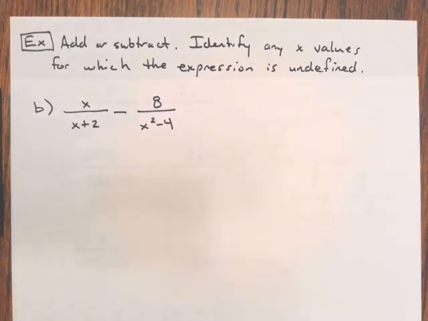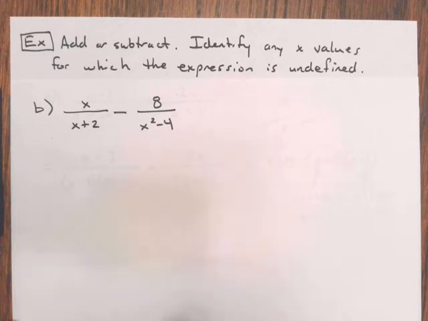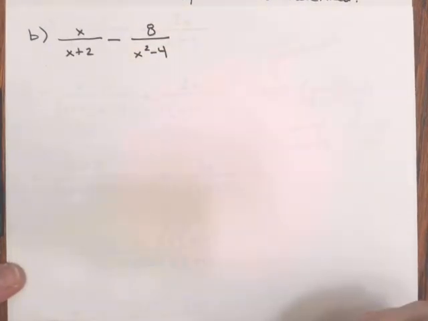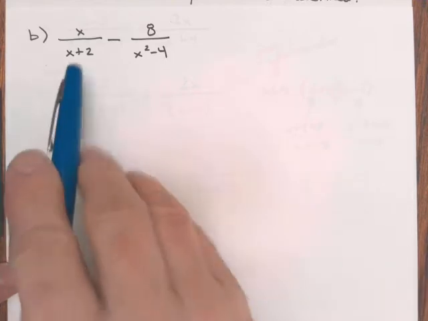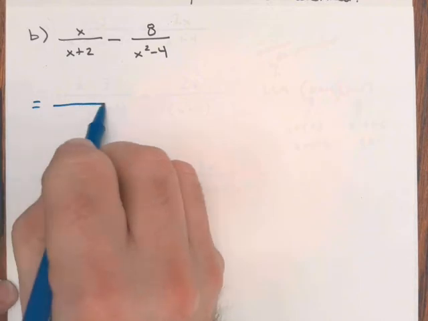We want to add or subtract these two fractions and identify any x values for which the expression is undefined. To do that, we do need to have a common denominator. So I want to take a look at my denominators here and determine what the common denominator would be. In order to do that, I do need to have those denominators in a factored form.